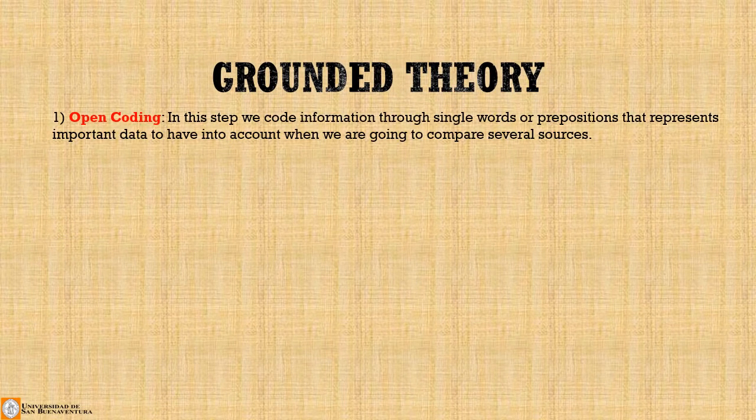Open coding. This is the first step. Here, we will code information through single words or prepositions that represent important data to take into account when we are going to compare several sources.